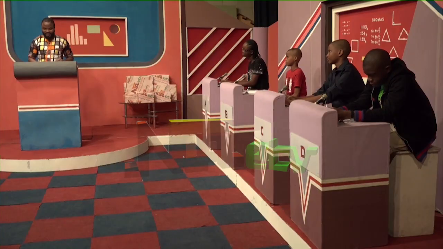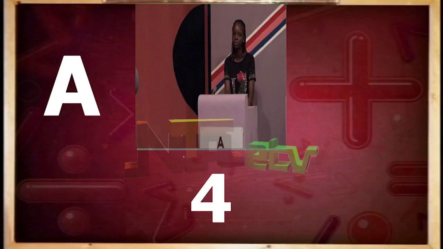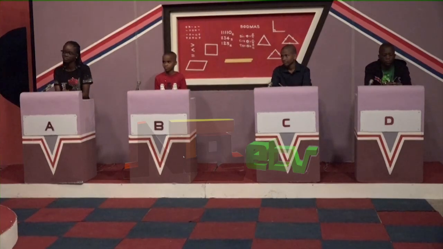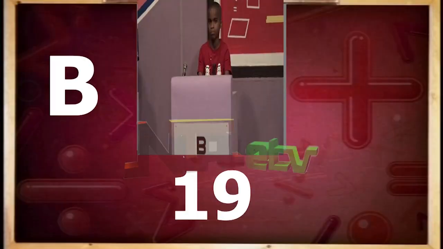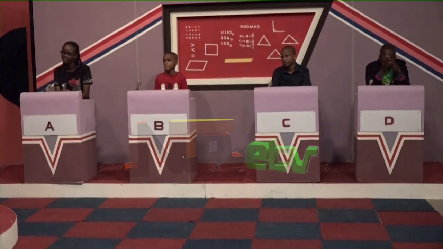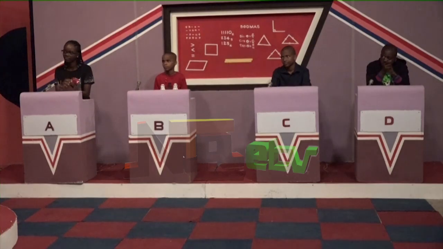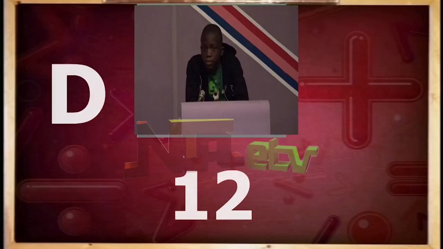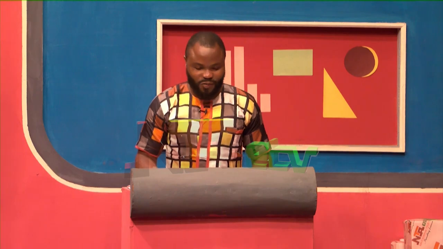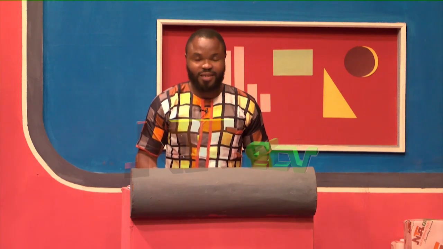Welcome back. This is Work It Out. Contestant A came out with 4 points. Contestant B came out with 19 points. Contestant C came out with 10 points. And contestant D came out with 12 points. With that being said, contestant A bows out at this stage while contestants B, C, and D proceed to the next stage of our competition.